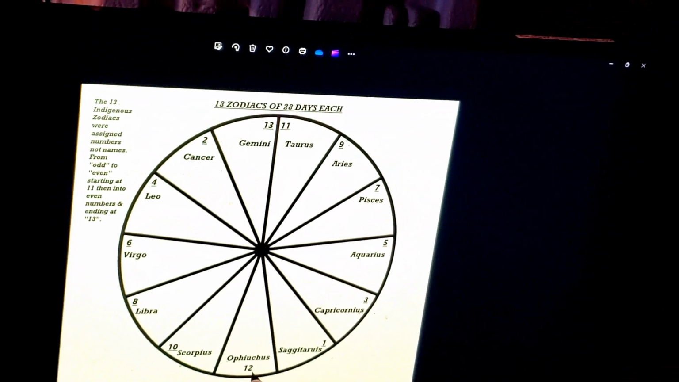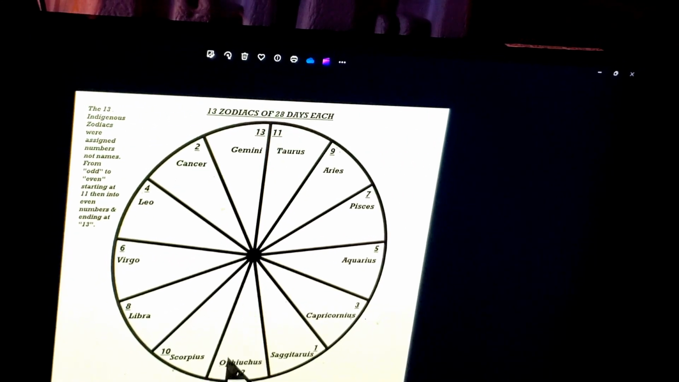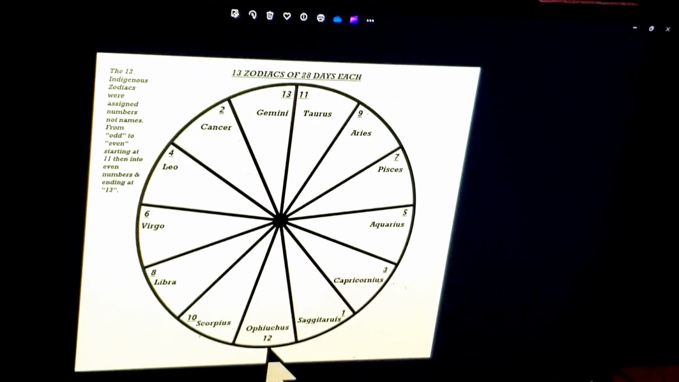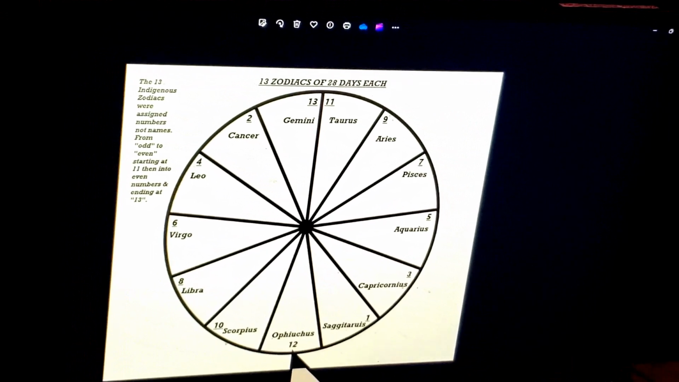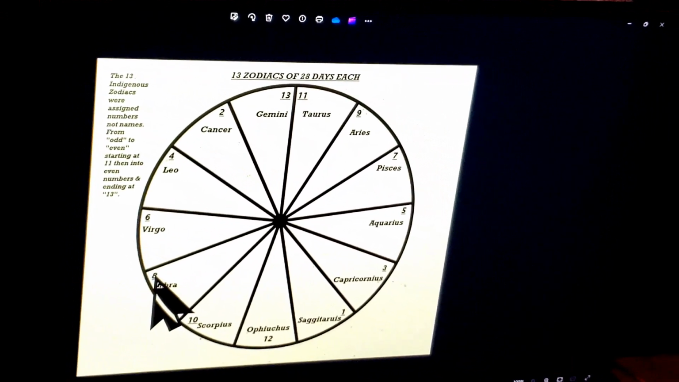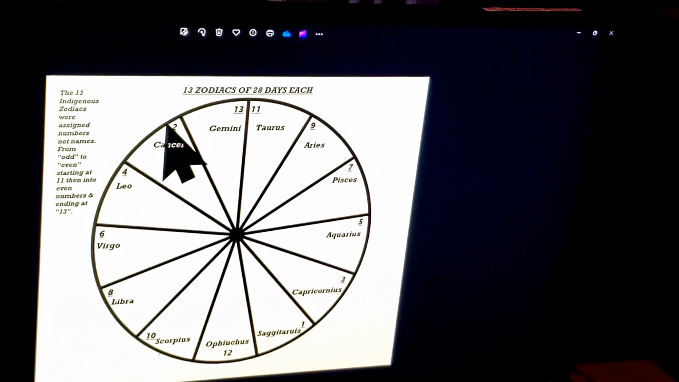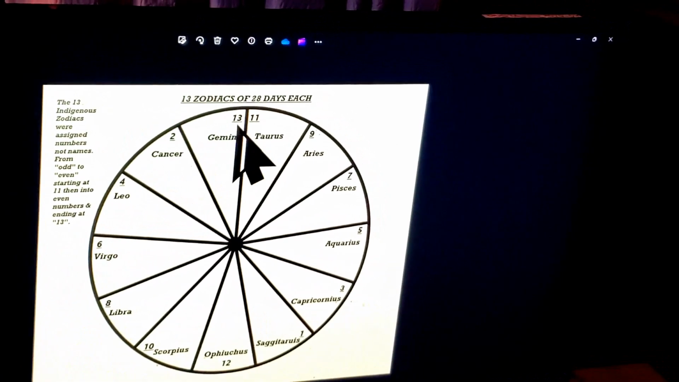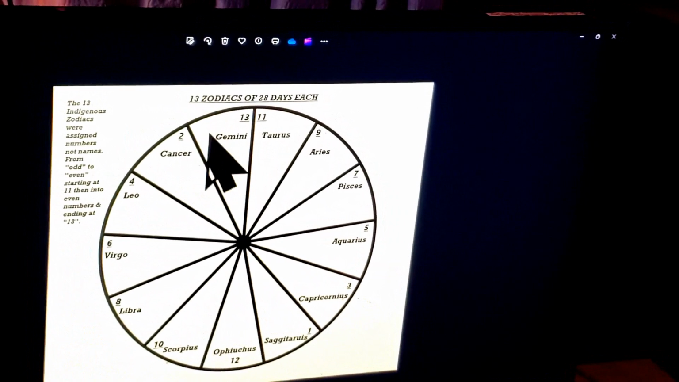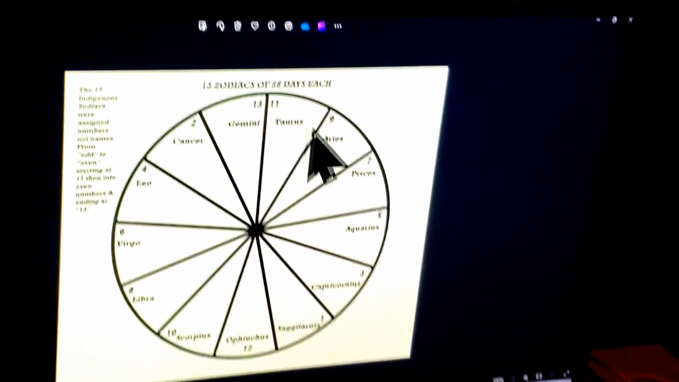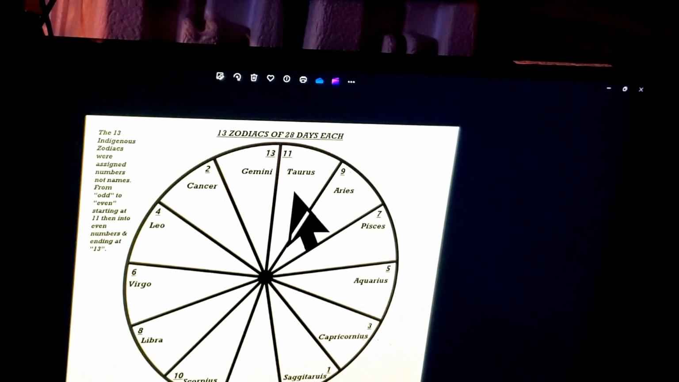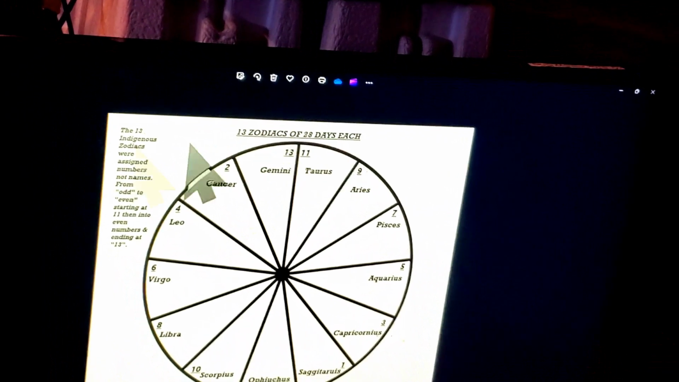Even 12. See, there's Ophiuchus, the underworld. Pleiades is up here, heaven. So you can see how it's laid out. So when you take the even numbers, 12, 10, 8, 6, 4, 2, and like I said, ending at 13. And each of these zodiacs starts with Taurus at 11. So you look at that at 28 days each.